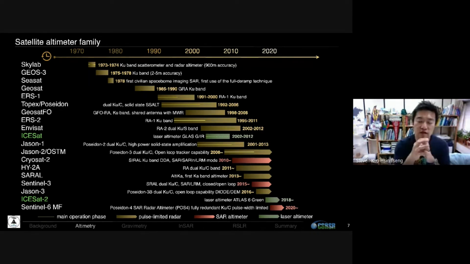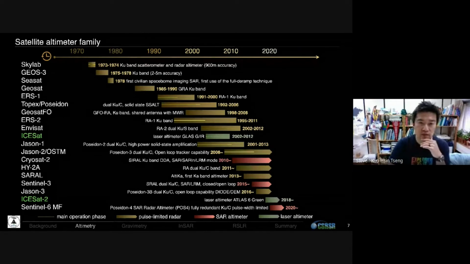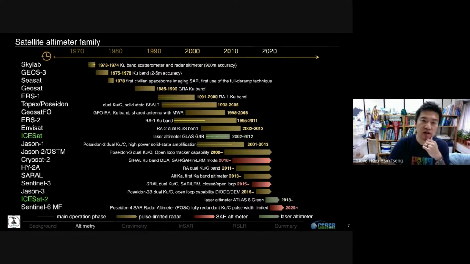The advantage is that we can measure the surface at a very small footprint, because before, when we used the so-called pulse-limited radar, the footprint was very large, some kilometers. But for InSAR, because it's light and the beam width is very small, the footprint is very small, just a few tens up to a few hundreds of meters. So it can measure some details of the surface height.